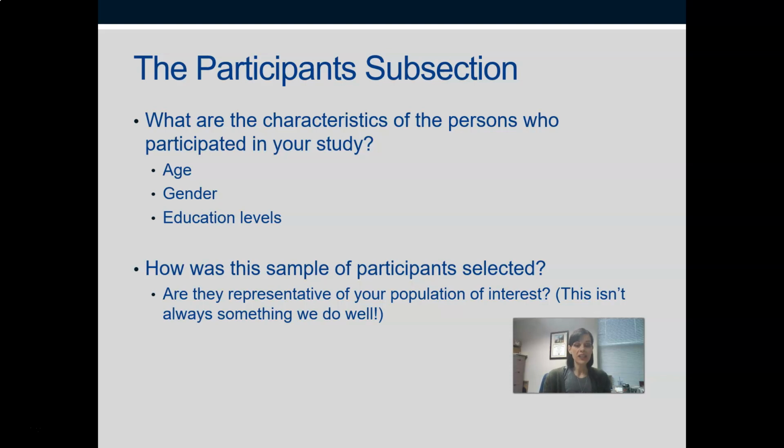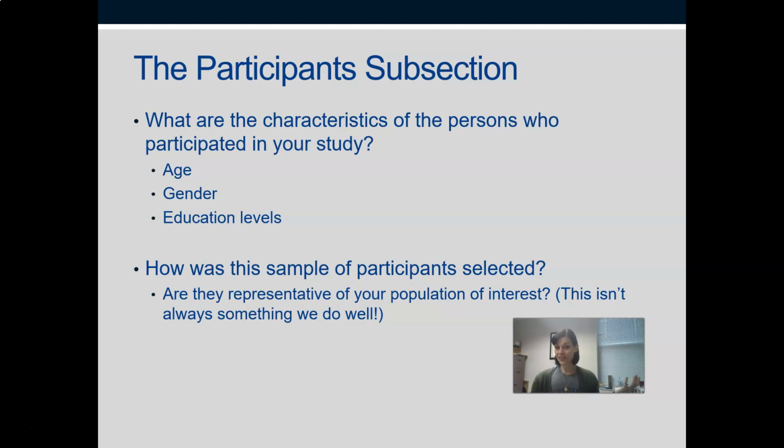Additionally, you are going to need to include how this sample of participants was selected. Are they representative of your population of interest? And as we've talked about in class, this isn't always something that we do very well. So for example, in our replication study, this will actually be a convenience sample.